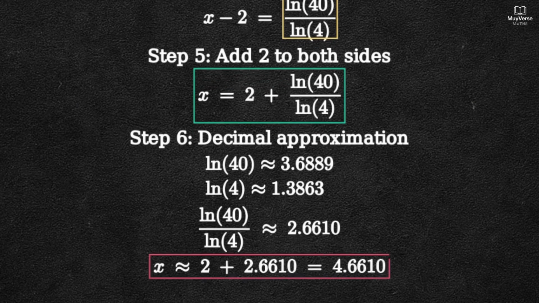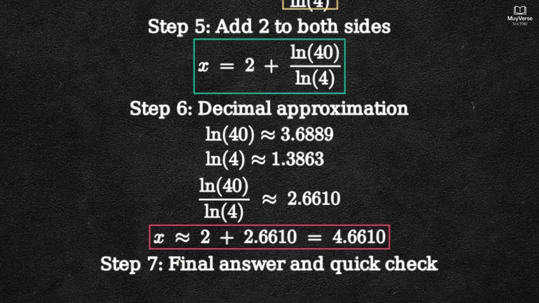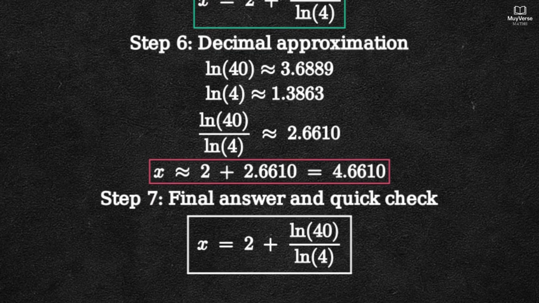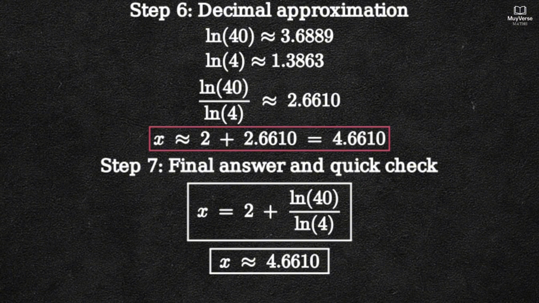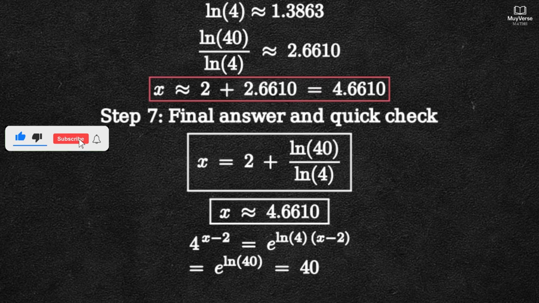Step 7. State the exact and approximate answers, and perform a quick consistency check. Exact form x equals 2 plus natural log of 40 over natural log of 4. Approximate value x is about 4.6610. Quick check. 4 to the power x minus 2 equals e to the power natural log 4 times x minus 2, which equals e to the power natural log 40, which is 40. This confirms our steps. Solved completely. Exact and approximate solutions shown.